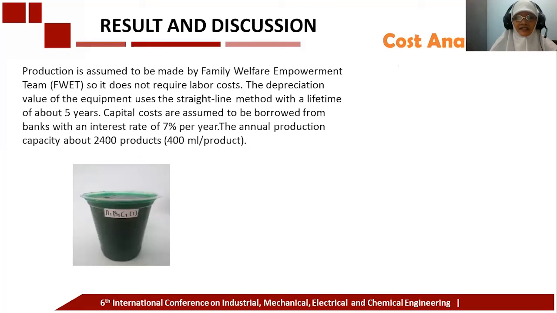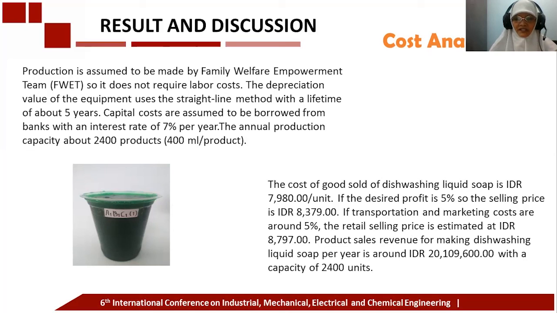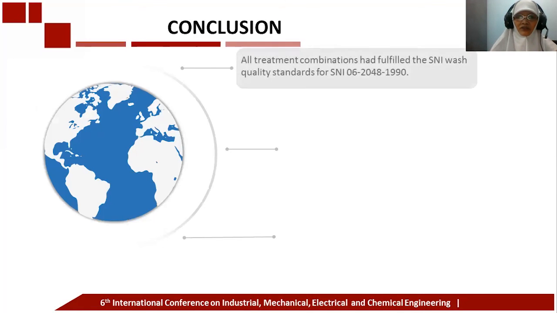Cost analysis. Production is assumed to be made by the family welfare empowerment team, so it does not require labor costs. Product sales revenue for making dishwashing liquid soap per year is around 20 million Indonesian rupiahs with a capacity of 2,400 units. Conclusion. Our treatment combination had fulfilled the SNI quality standard for SNI 06-2048-1990.